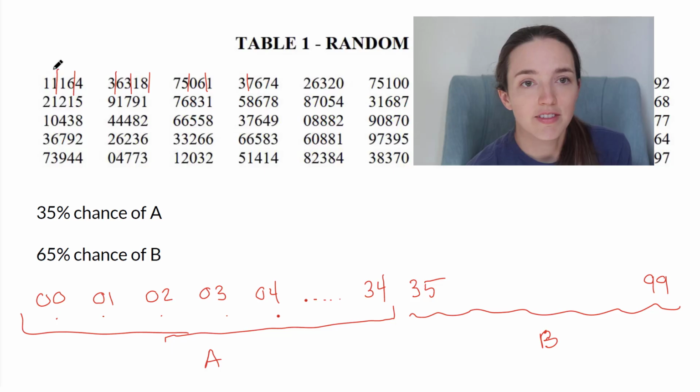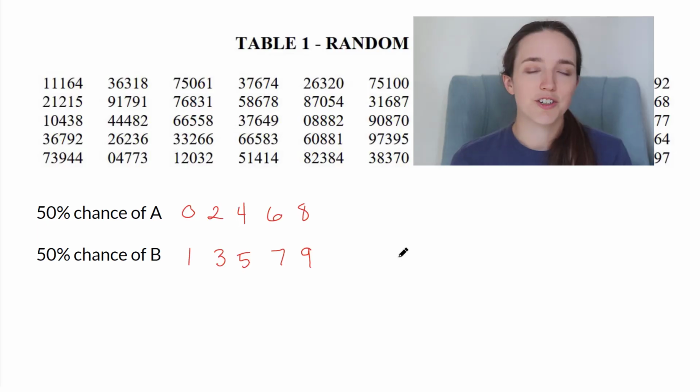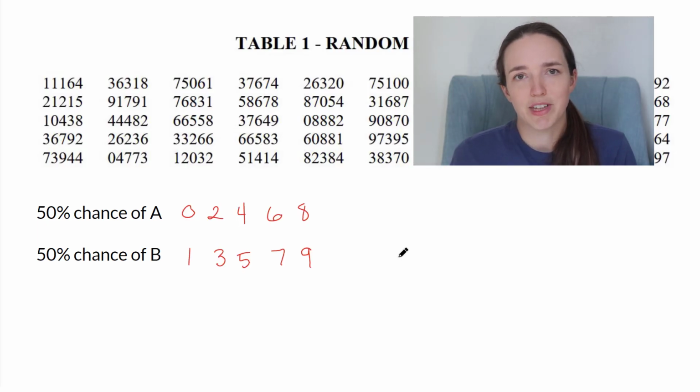So 11, that's an outcome of A, 16, A, 43, B, 63, B, 18 is A, 75 is B, 6 is A, 13 is A, you get the idea. It doesn't always have to be that complicated. Like if it's a 50-50 chance of A or B, you could just say odds are B, evens, and 0 is A. You know, that works too.